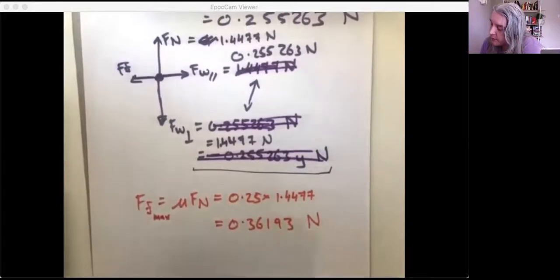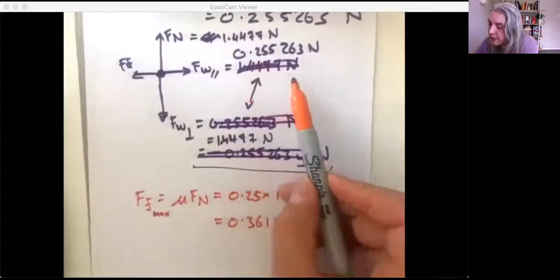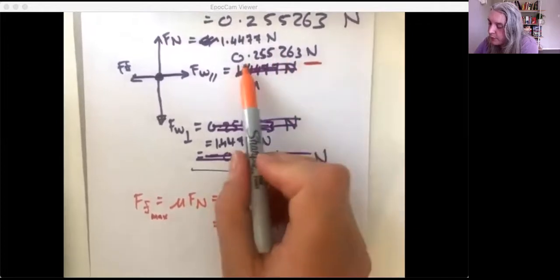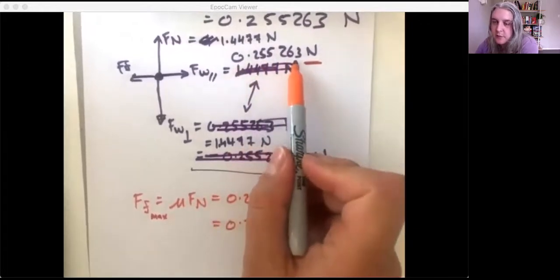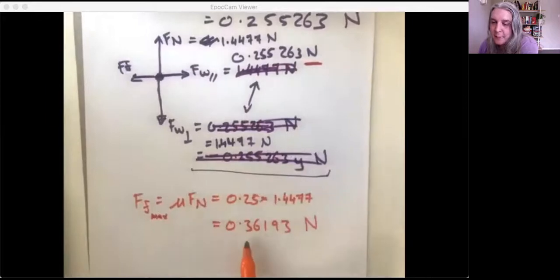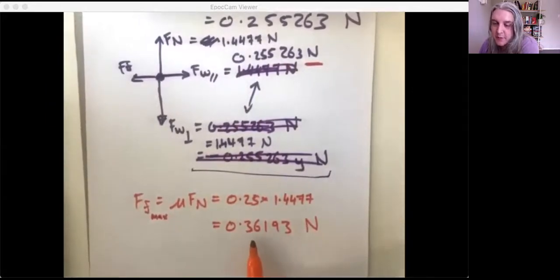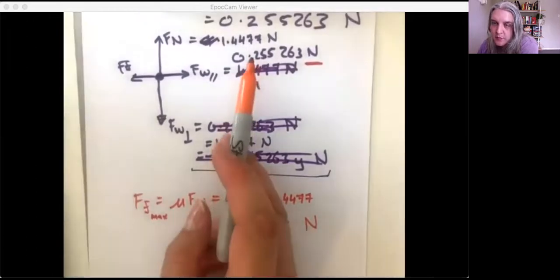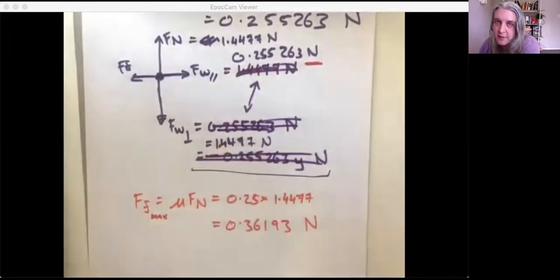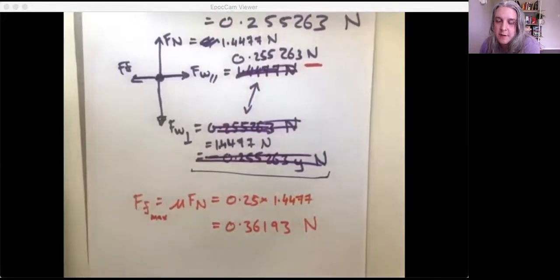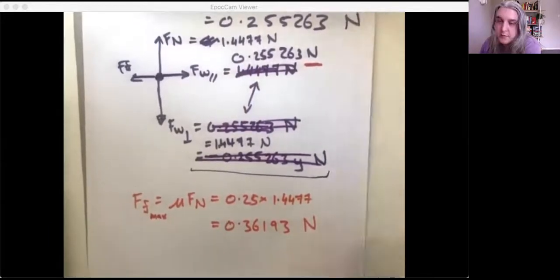So in this case, the force that's trying to make it go down the slope is 0.255263 newtons, and the friction can be up to 0.36193 newtons. So it can have up to that much if it needs it, and that is more than the force that is trying to make the book go down the slope. So therefore it can have enough friction and it will stop it from sliding.